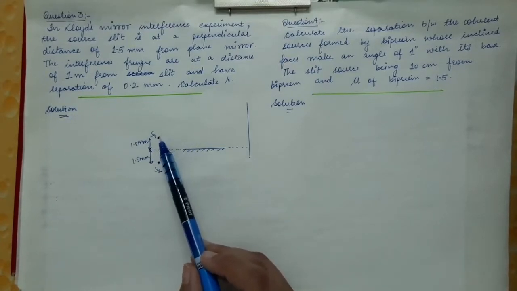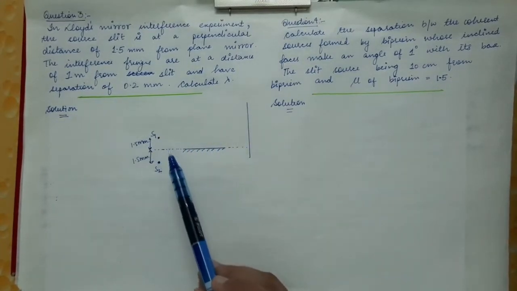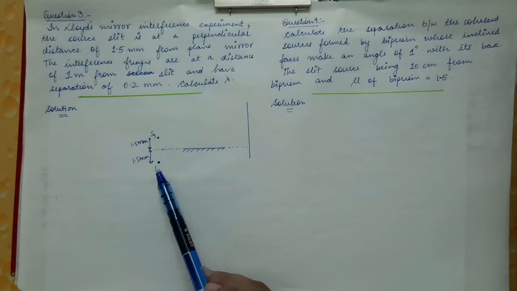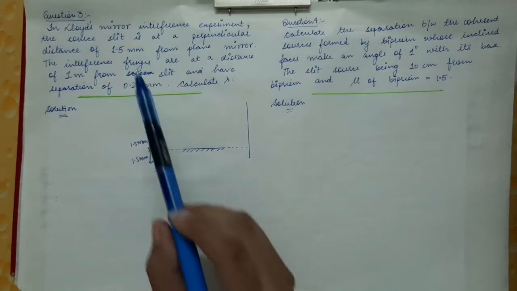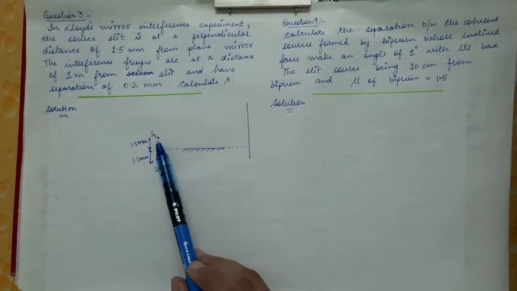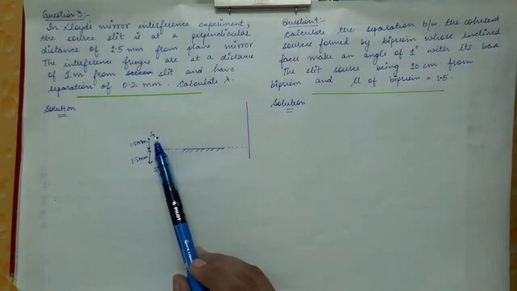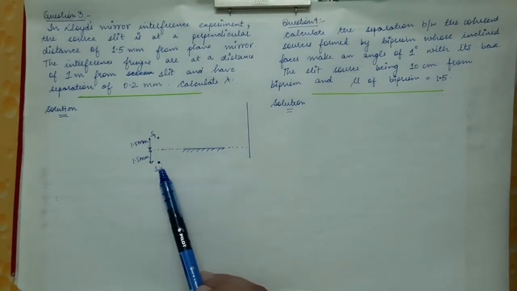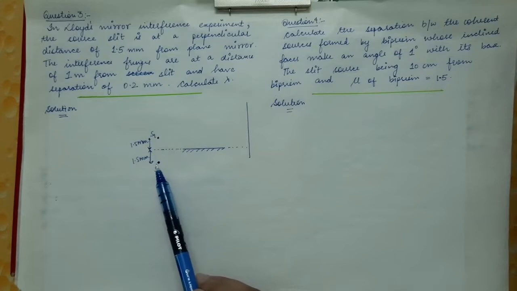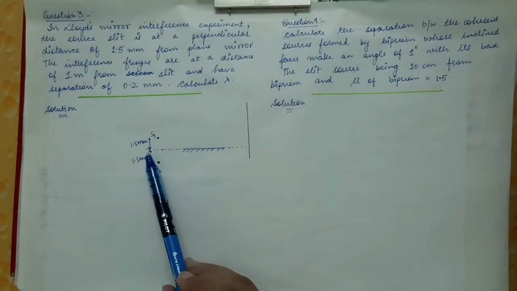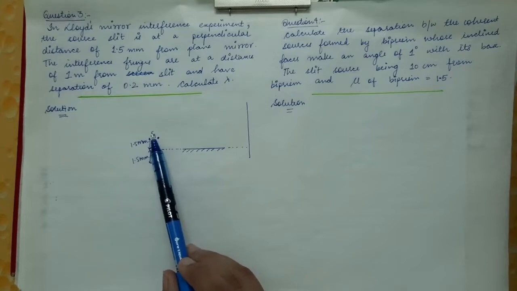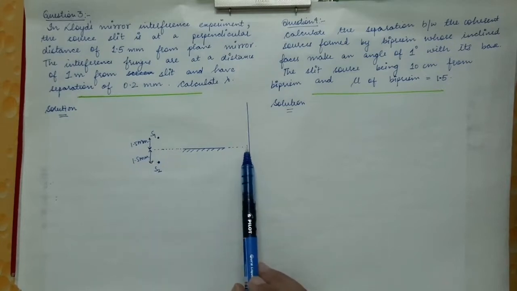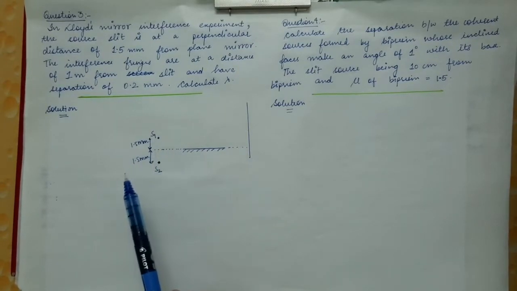Now the light directly falls on the screen from S1, and the reflected light appears to be coming from the source S2. So this was the theory that we had done in the topic of Lloyd single mirror experiment: the light directly falls on the screen from the source S1, and the light which gets reflected from the plane mirror appears to be coming from the source S2, and this virtual source S2 is at an equal distance from the plane mirror as the source S1. So these two distances will be the same.